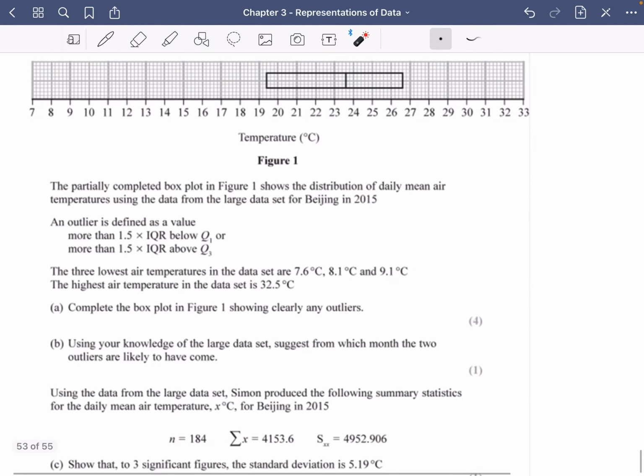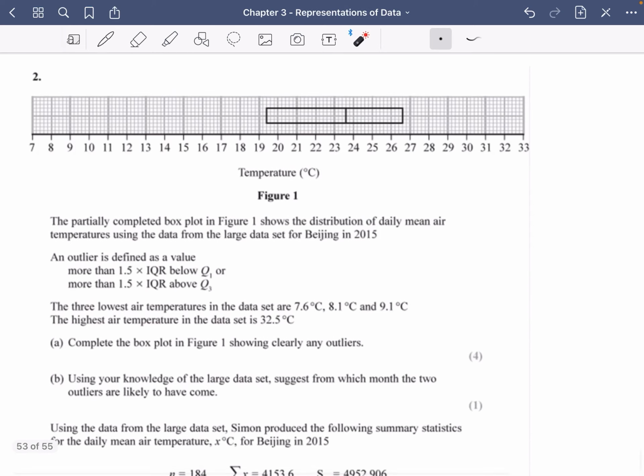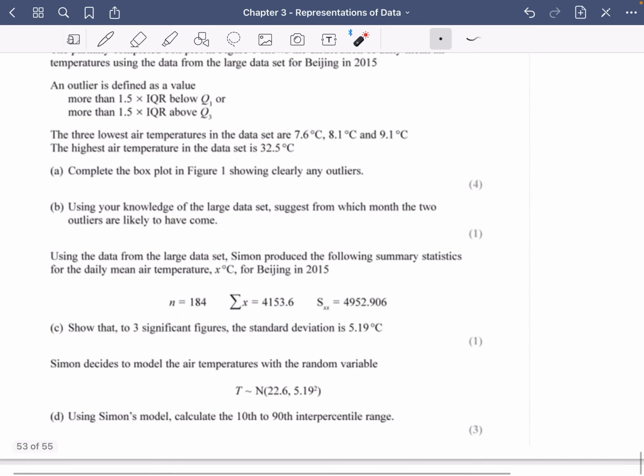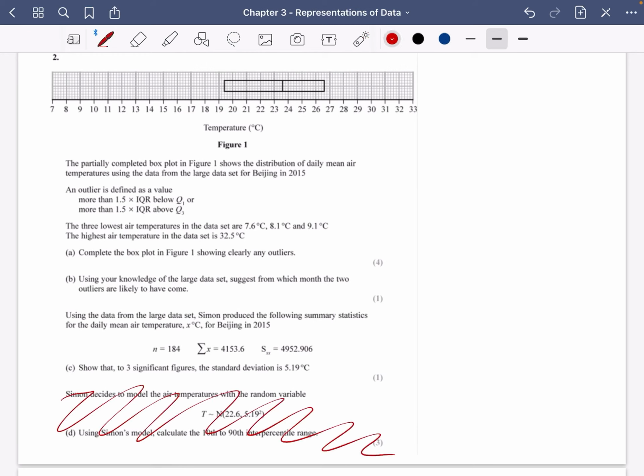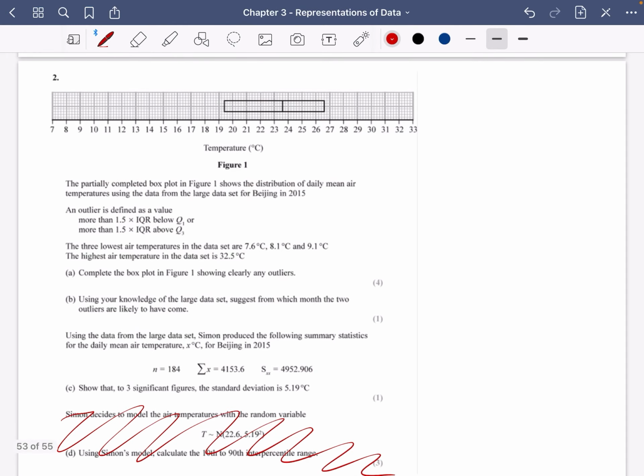Okay, so I'm going to do this last question, and this is another large data set one that we've got here. If you are trying this one yourself before you see me go through it, unless you've studied year 2 stats, which I don't imagine you have done, you will not be able to do part D here. Okay, so let's have a look.